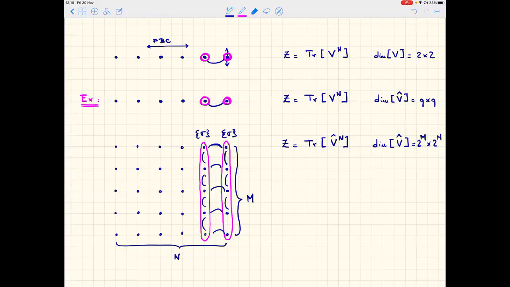Please, what was the other question? What if we choose the interaction between the lines in place of columns? Yeah, you get the same result, but Z is going to be the trace of V to the power M. And the dimension of the matrix is going to be 2 to the n times 2 to the n. So everything is going to be the same. Any other question?